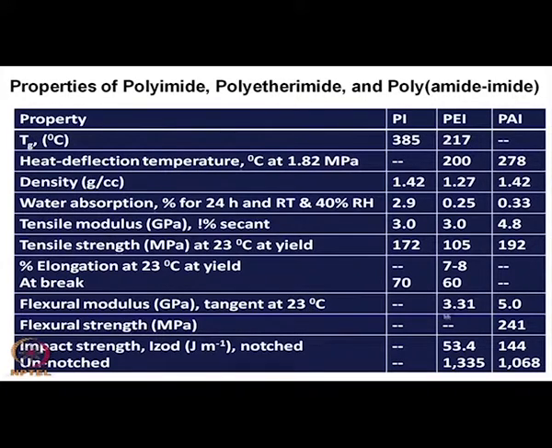Flexural modulus is highest for polyamide imide. Flexural strength is not available for the other two polymers. For polyamide imide it is 241 megapascal. Impact strength is given as isotropic impact strength, either in notched or unnotched condition. This is highest for this polyamide imide.